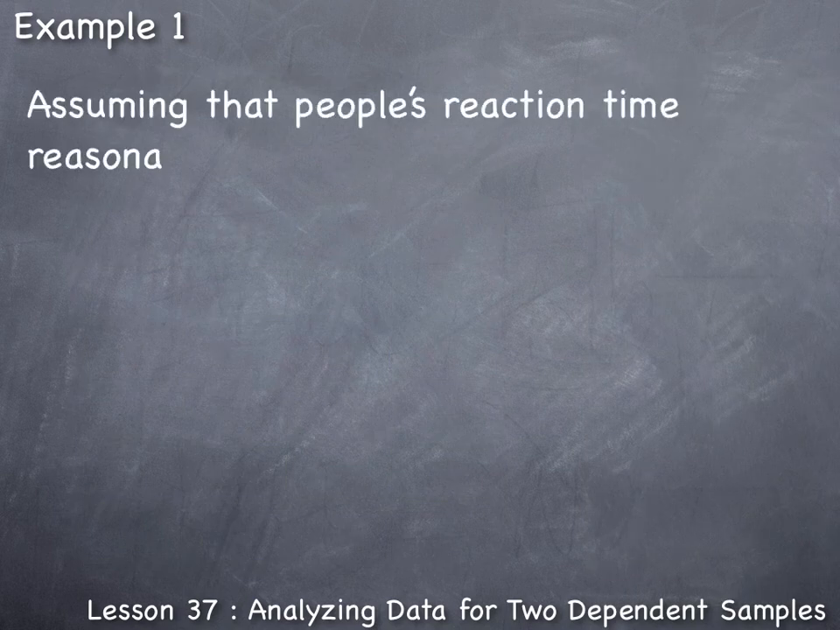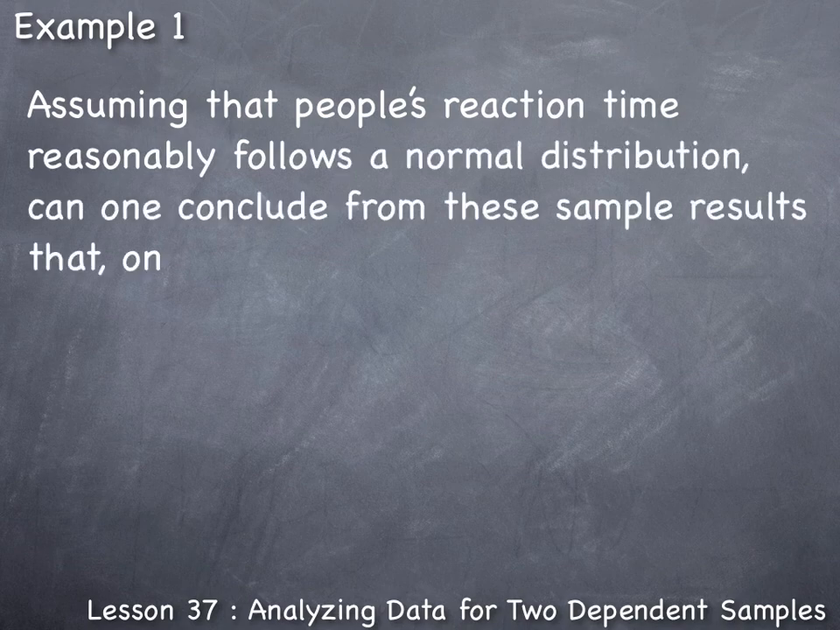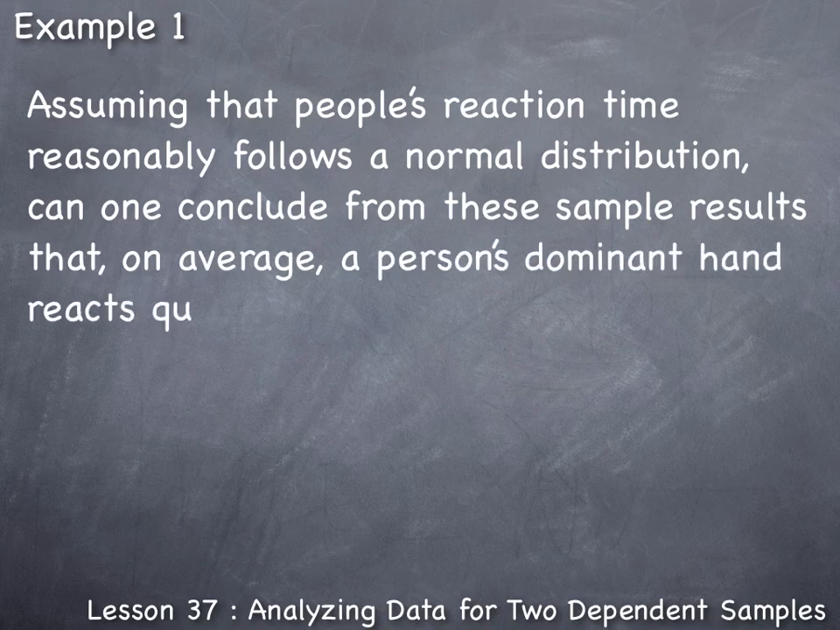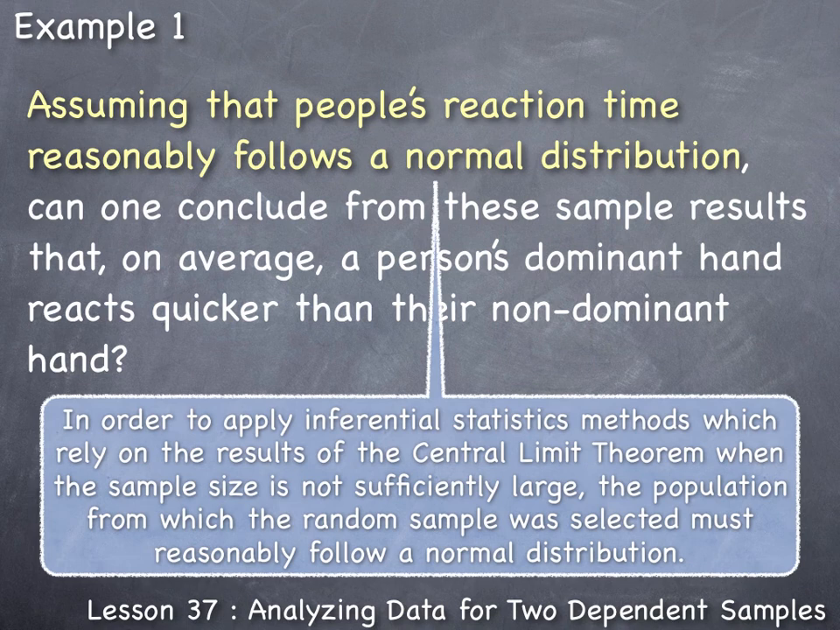Assuming that people's reaction time reasonably follows a normal distribution, can one conclude from these sample results that, on average, a person's dominant hand reacts quicker than their non-dominant hand? Well, in this example, we're assuming that people's reaction time reasonably follows a normal distribution. Now, this is important because in order to apply inferential statistics methods, which rely on the results of the central limit theorem, when the sample size is not sufficiently large, the population from which the random sample was selected must reasonably follow a normal distribution.